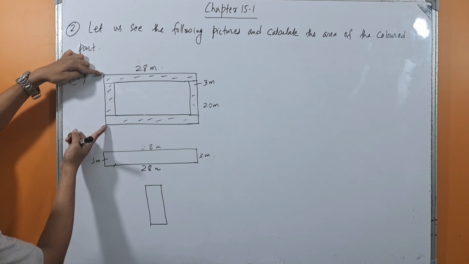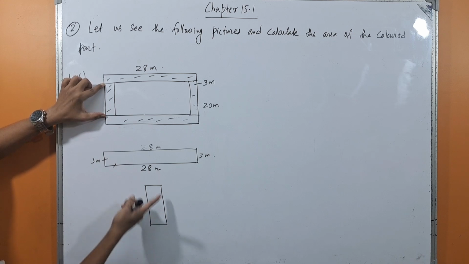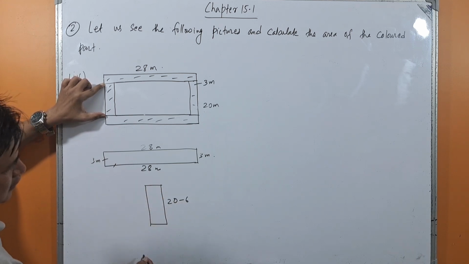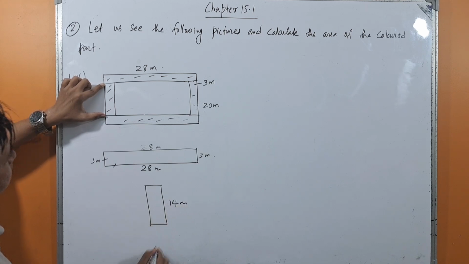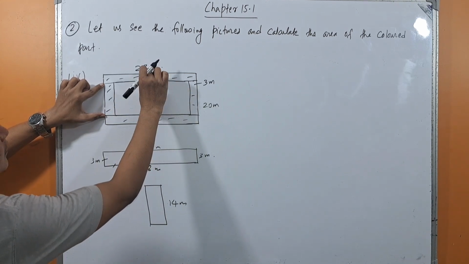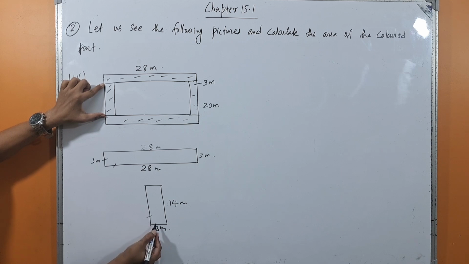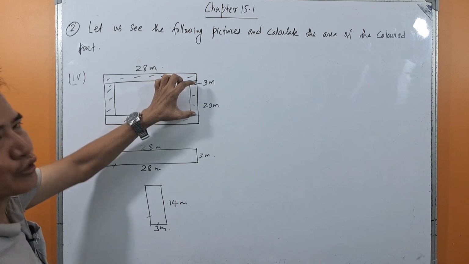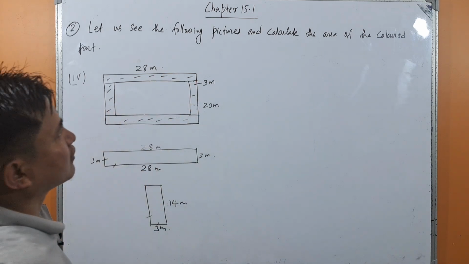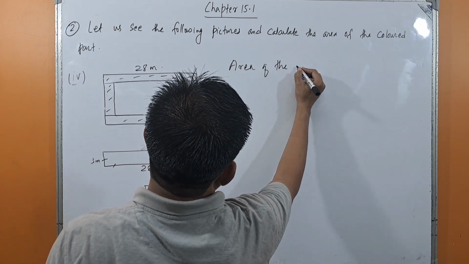Total was 20, but we subtract 3 from here and 3 from here. 20 minus 6, that is 14. Length of this small rectangle is 14 meter and breadth is 3 meter. Breadth is the same everywhere. Similarly, we can find the area of this rectangle by multiplying the adjacent sides, and we have the same type of rectangle here as well, so we multiply with 2 and get the areas of both the rectangles.